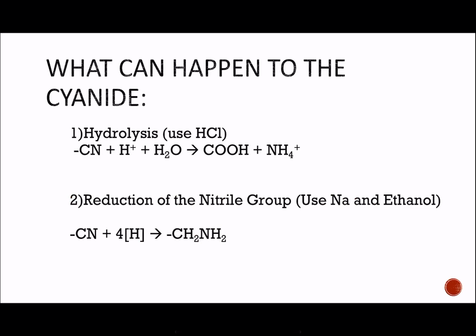If I want to turn my cyanide into a carboxylic acid, I use a strong acid to do so. And so I would end up with a carboxylic acid. Because you see a line here, this means the rest of, so just any compound. And then if I want to reduce the nitrile to an amine, I'm going to use sodium and ethanol to do so. And you would end up with CH2NH2 for that to occur.